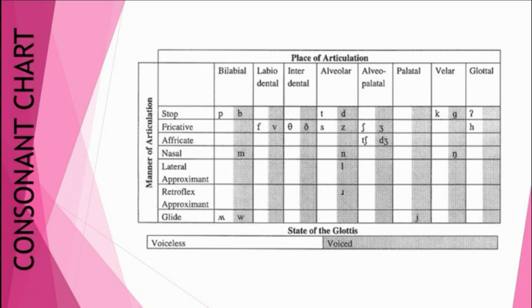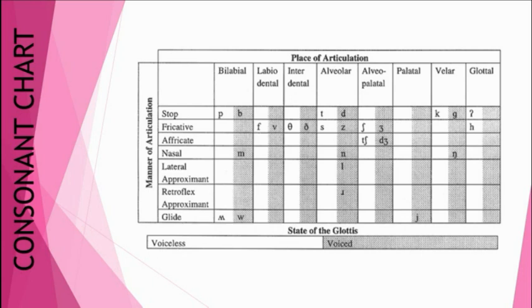Then below you have the state of the glottis, where you have voiceless as the light one, and then voiced as a shaded one. So the sounds you have on the right hand side, with dark shades, are the voiced sounds. The one on the left hand side without any shade are the voiceless sounds. So you can say that these are the description of each sound. Now let us pick them one after the other and describe them.